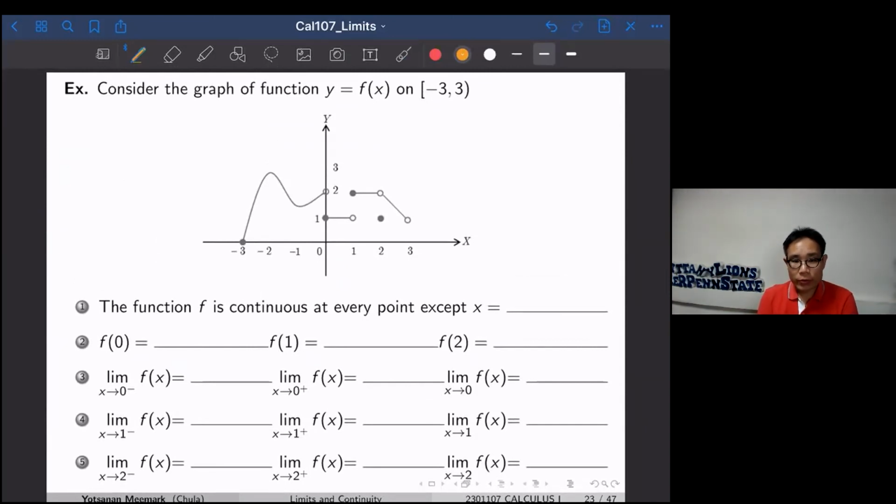So you see the function y equal to f(x) on the interval -3 to 3. Okay, the question asks you several things. It's going to be the function is continuous at every point except when, okay, and f(0) equal to what, f(1) equal to what, f(2) equal to what. So you have to be able to determine them, and you're going to compute the limit. Okay, and some limit will be does not exist.